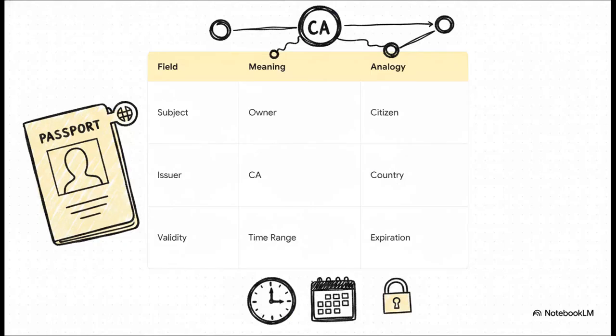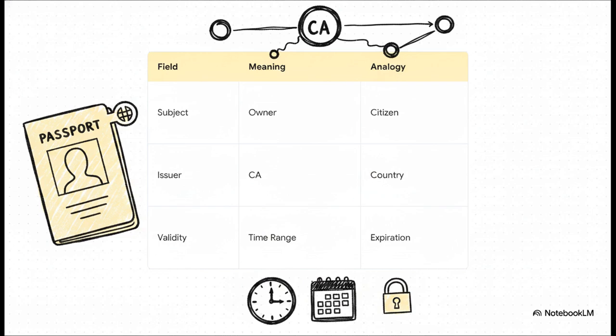Now, what's really interesting about this slide is how the X509 standard maps perfectly to something we all use in the physical world to prove our identity: a passport. The subject field identifies the owner of the public key, so think of this as the citizen holding the passport. The issuer field identifies the certificate authority, or CA, that created and signed the certificate. This perfectly represents the issuing country that vouches for the citizen.